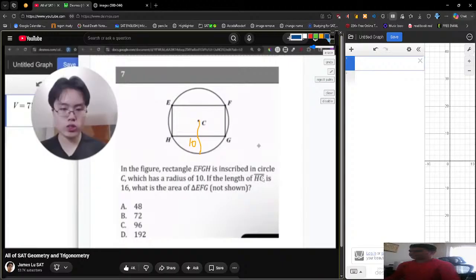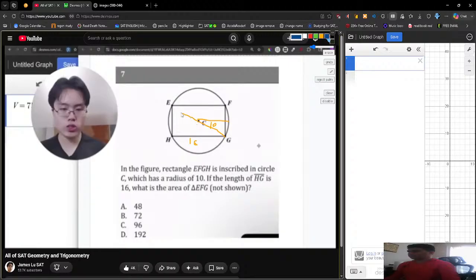So the circle has a radius of 10, that's a very bad line. If the length of HG is 16, okay, HG is 16, and the circle's radius is 10. From here to here is 10. What is the area of EFG? So it's a triangle.